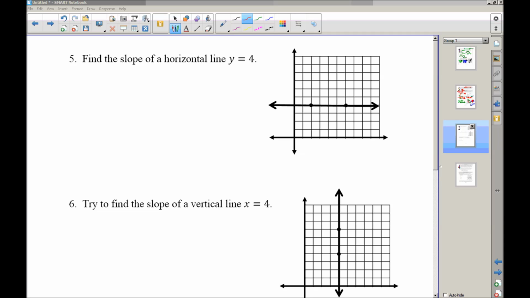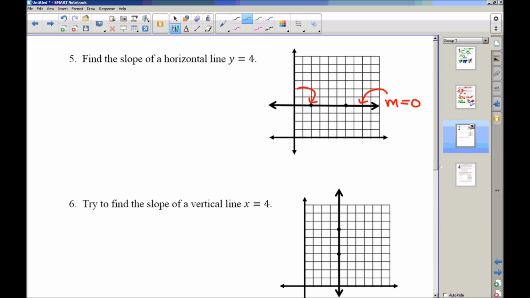Find the slope of the horizontal line y equals 4. So if I asked you to tell me a value for how steep this line is, this line that goes straight from left to right, like the horizon, hopefully you would tell me this answer. It's not steep at all. It neither goes uphill nor downhill, so it would be 0. So let's calculate it and see if we get the same thing.